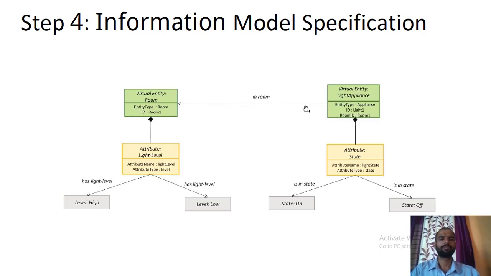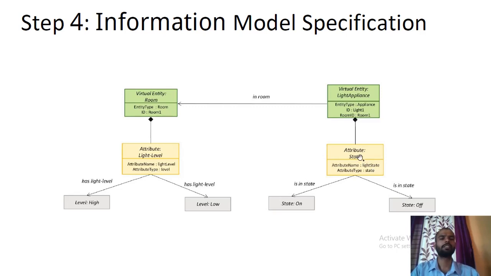Okay, so in a room, the virtual entity which is given is what? Light appliances. Okay, so light appliances which are stored in a room. Okay, and the attribute is what? The attribute is given in the form of light level. So if the level of light is low, then the system should turn on the light, and if the level of the light is high, then the system should turn off the light.